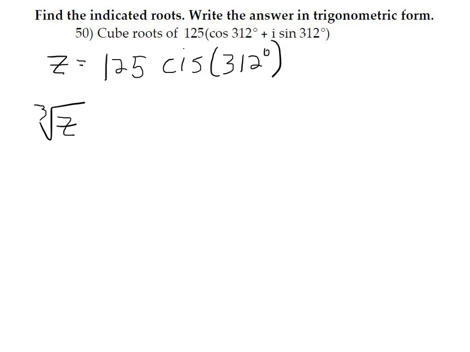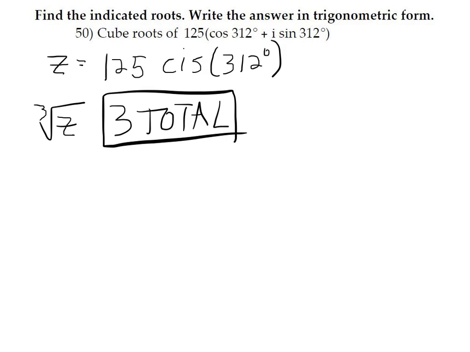Well, the first cube root, so there are 3 total. There's a couple of things that we can do to make this a little bit easier. One pattern is, if you're looking for cube roots, you better get 3 answers. If you're looking for square roots, you better find 2 answers. Fourth roots, find 4 answers. The first one is pretty easy with De Moivre's Theorem.